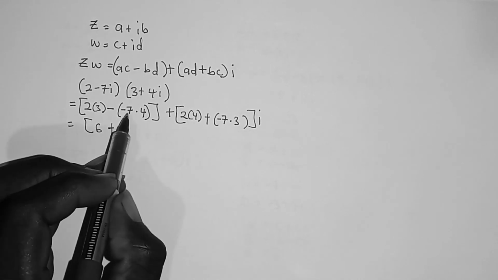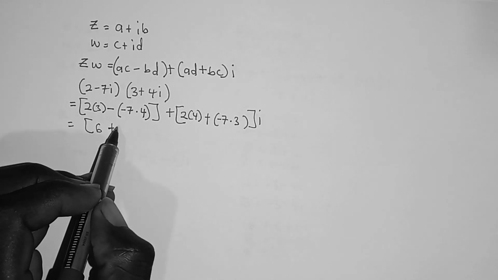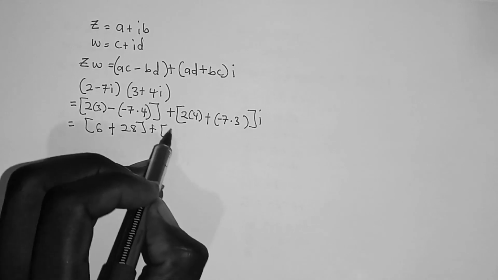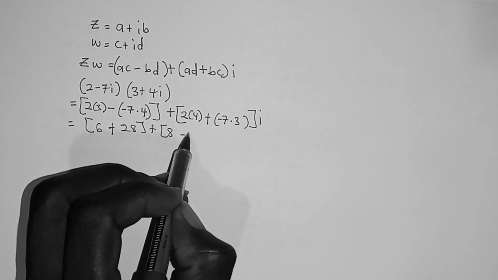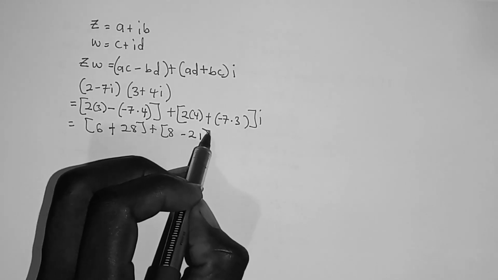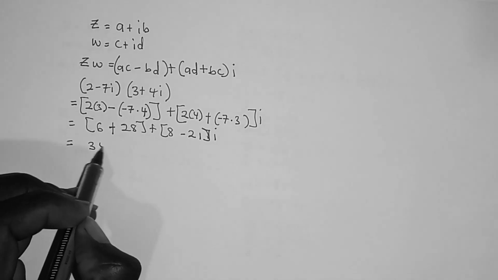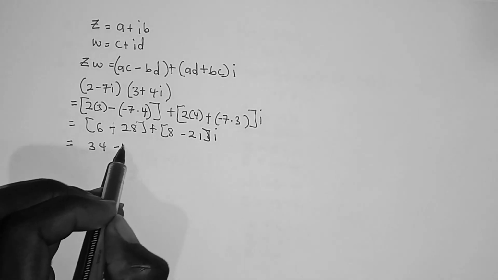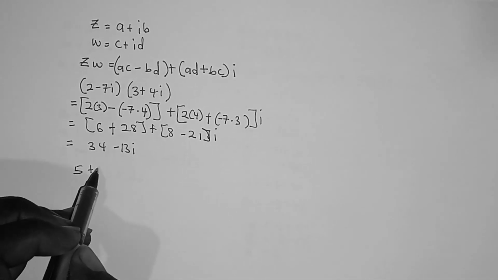So this is equal to 2 times 3 is 6. Then plus, minus minus is plus, so 7 times 4 is 28. Then plus 2 times 4 is 8, then minus 7 times 3 is 21, i. And this is equal to 6 plus 28 is 34, then 8 minus 21 is minus 13. So 34 minus 13i.